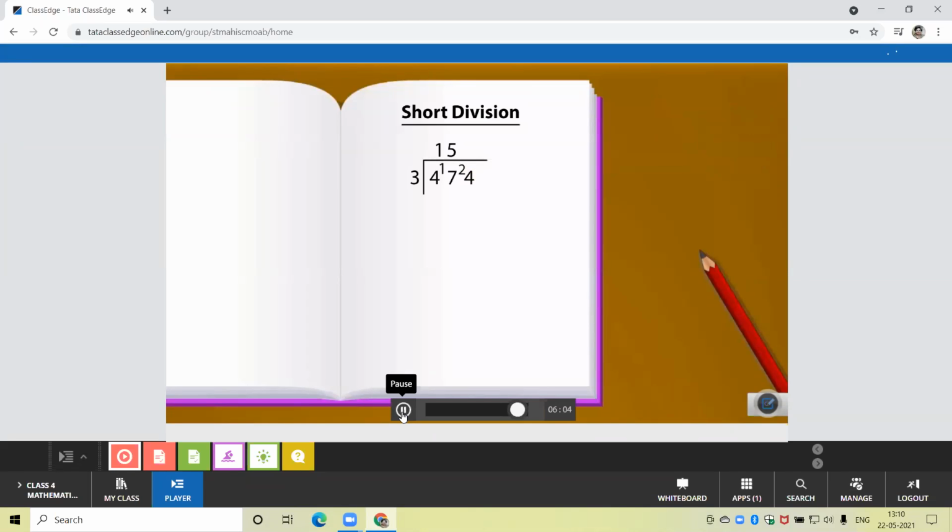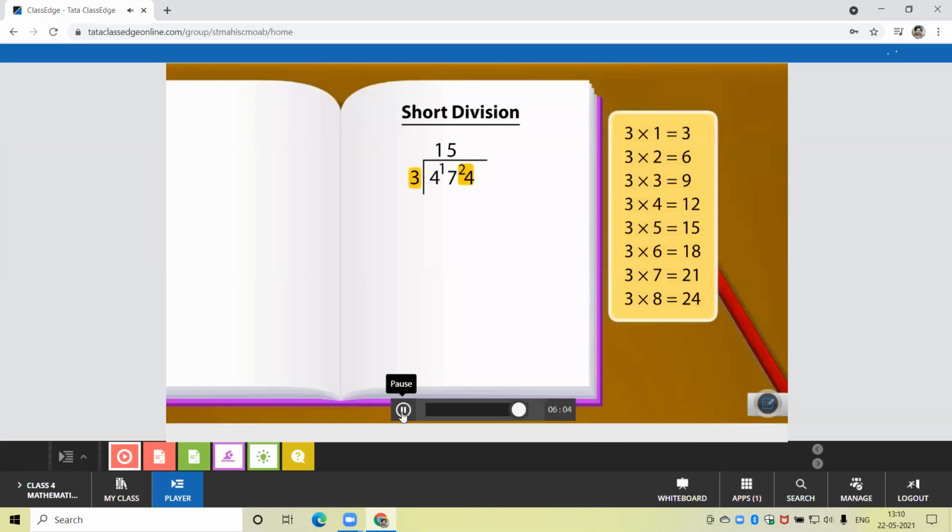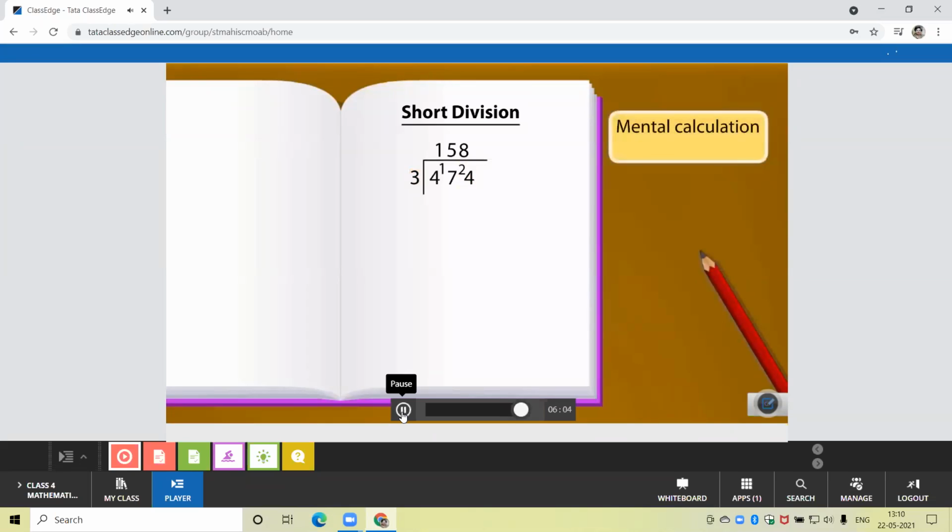The next number to be divided becomes 24. We have to check how many 3's go in 24. It's 8. So we will write 8 above. Subtracting 24 from 24 gives 0. Therefore, the division is complete. We have the quotient as 158 and remainder as 0. Wasn't that easy?